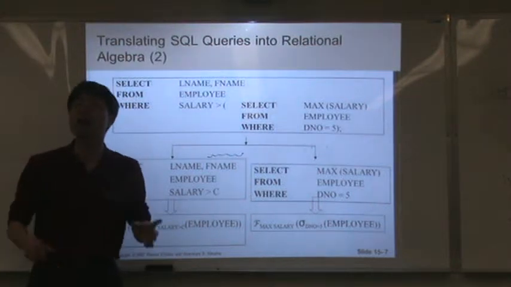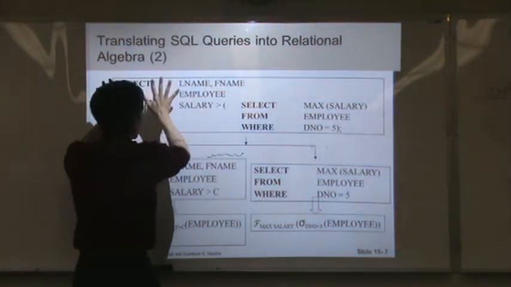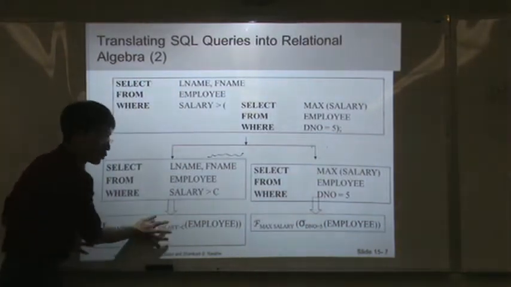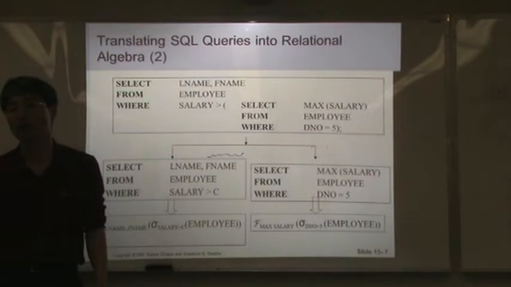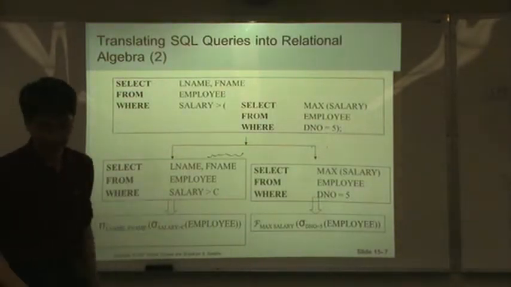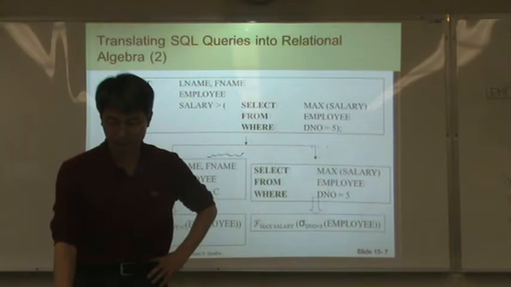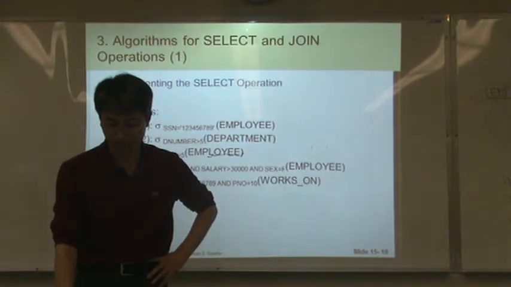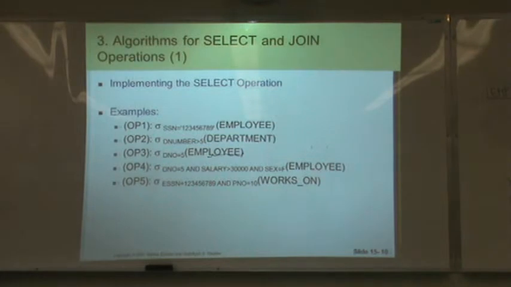Algebra expression. The theory optimizer will not use the select from where. Instead, they will use relational algebra expression. Okay, much easier. Select. We will start from the select.